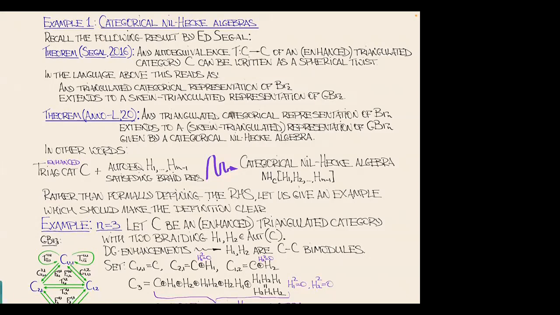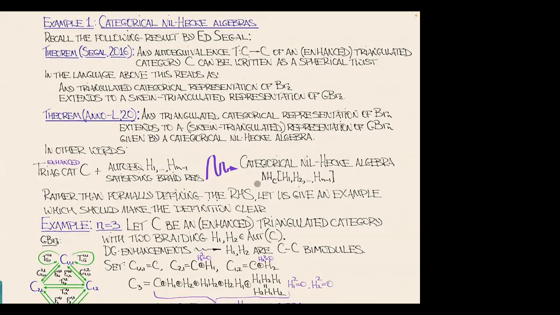So if you give me any triangulated categorical representation of a classical braid group, so if you give me a triangulated category and n minus one autoequivalences which satisfy braid relations, then I can construct a full network of categories which corresponds to a skein-triangulated representation of GBRN. And this representation will be given by what we call the categorical Neel-Hecke algebra. I will explain why this is, it's not really an algebra, it's a category, but we view this really as an algebra. This will be the category which corresponds to multiplicity n endpoint, and all the other categories will be sitting inside it as essentially subalgebras.